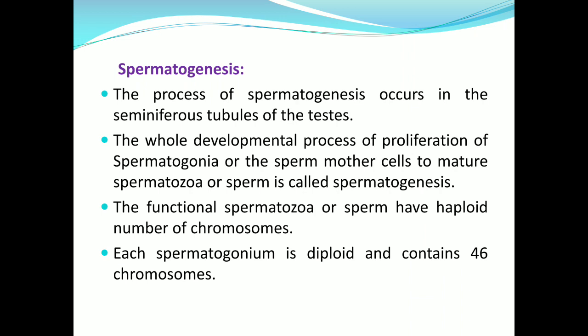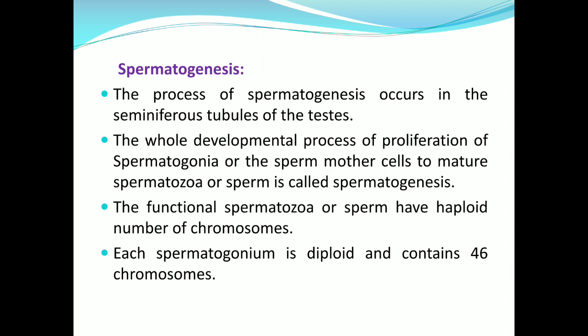First of all, we will learn about spermatogenesis. We have already learned about the male reproductive system. Recall again that the seminiferous tubules of the testes are the place where the process of spermatogenesis occurs. Seminiferous tubules have cells called spermatogonia, also called sperm mother cells.